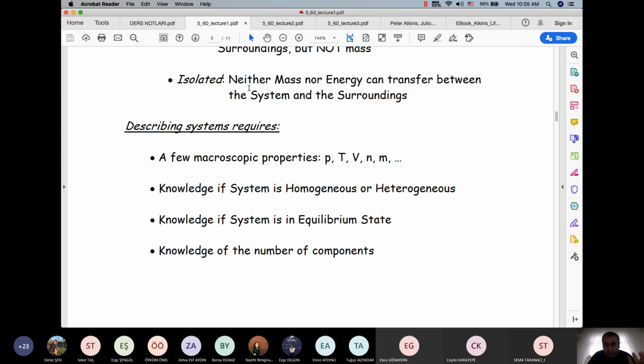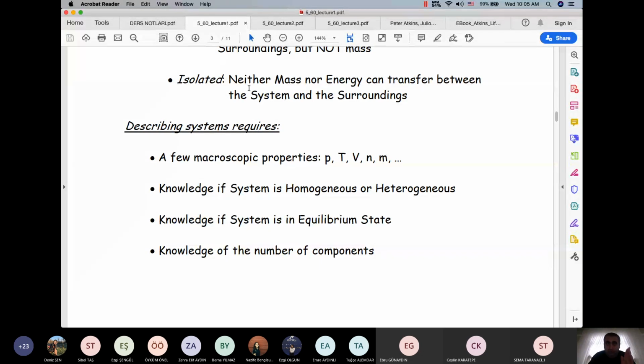For example, the pressure. When you visit the different parts of the system, if the pressure is always the same, and if you wait a little bit and look at the pressure again, if it is still the same, then we say, okay, this is in equilibrium. Just like pressure, we can count on any other macroscopic properties: temperature, volume, number of moles, etc.